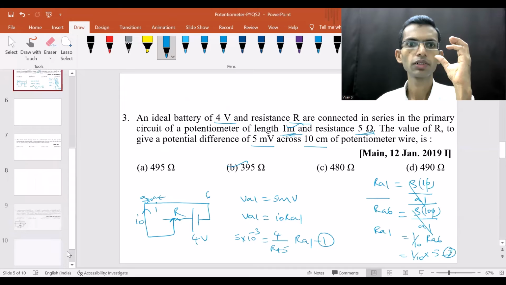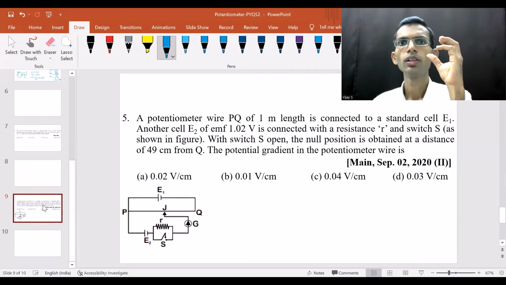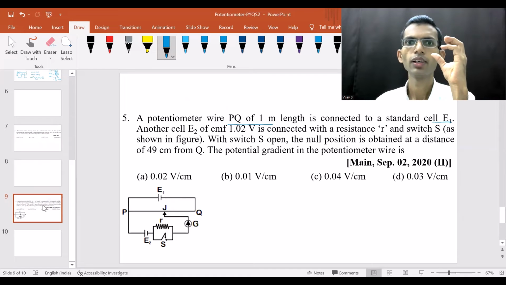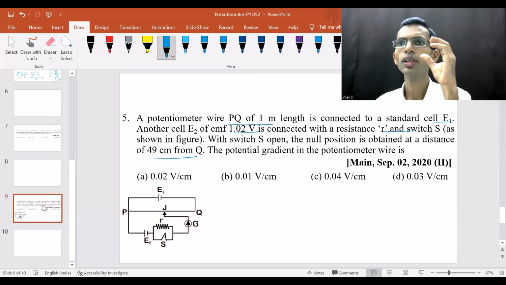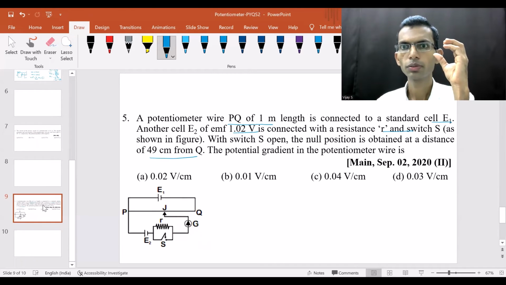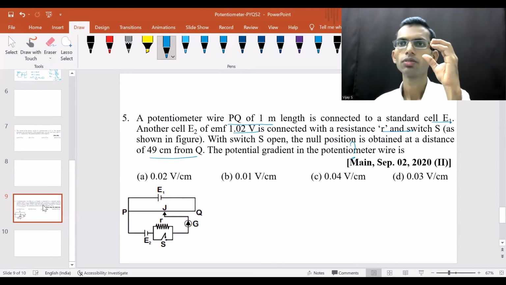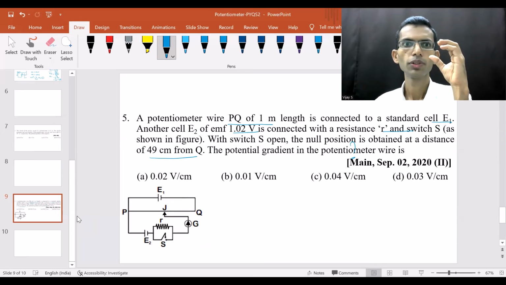Let us move to next one. A potentiometer wire PQ of 1 meter length is connected to a standard cell E1. Another cell E2 of EMF 1.02 is connected with a resistance R and switches as shown in figure. With switches open, the null position is obtained at a distance of 49 cm from Q. The potential gradient in the potentiometer wire is, that's what he is asking. Sorry, we missed one question in between. No problem, first we solve this.